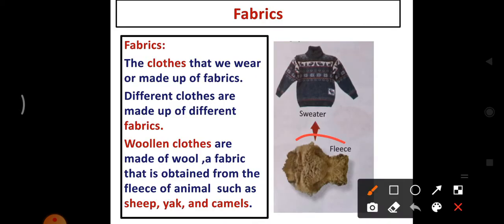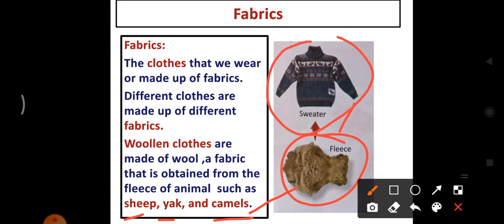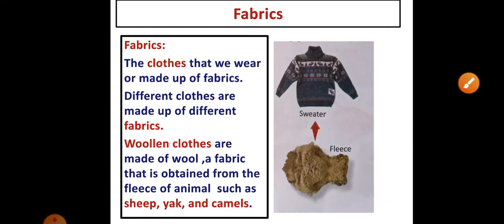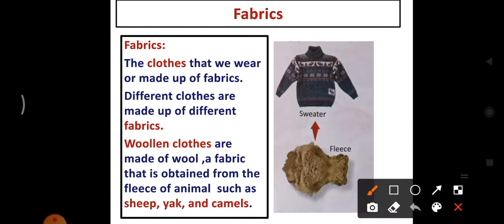See here, this is a fleece. These fleeces are obtained from sheep, yak and camels. From this fleece we are getting wool. That wool is used to make woolen clothes such as a sweater. So this is a very important point: woolen clothes are made up of wool and it is obtained from the fleece of animals. Which animals give the fleece? Sheep, yak and camels.